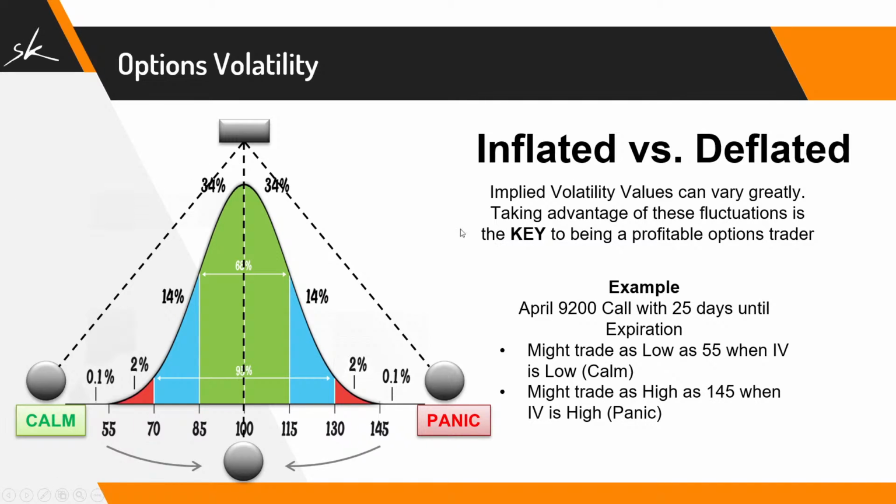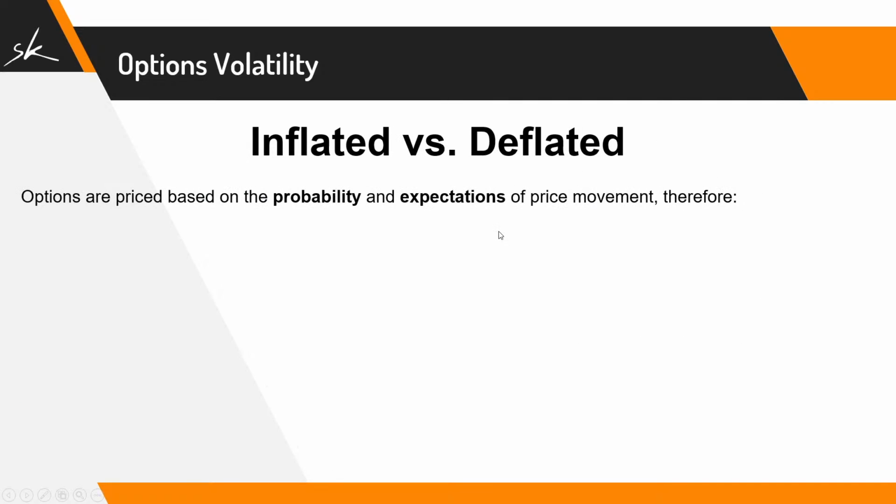So let's move ahead. This is what we need to understand: when the options pricing is deflated, which means cheap, and when it is inflated, which means expensive. So let's understand what is inflated versus deflated. Options are priced based on the probability and expectation of price movement, right?